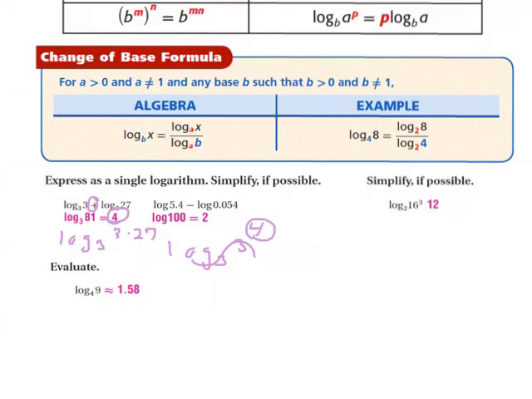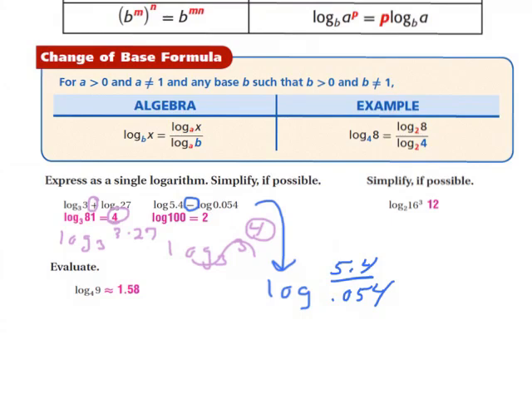Alright, so let's go ahead and do another one here. Here I have a subtraction. Because I have a subtraction, that means division. So we're going to come right here to work on this one. So I have log. Now notice right here you don't see a base for the log. That means it's base what? Yep, you're right, base 10. So it's going to be log, and I'm going to write 5.4 divided by 0.054.